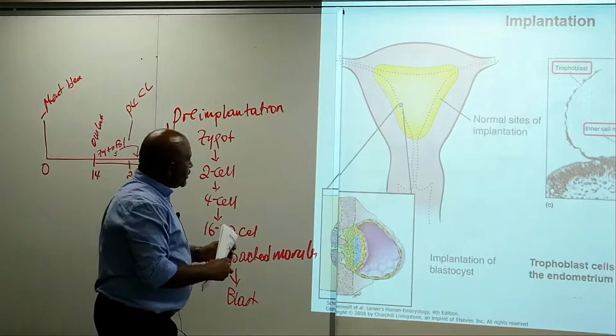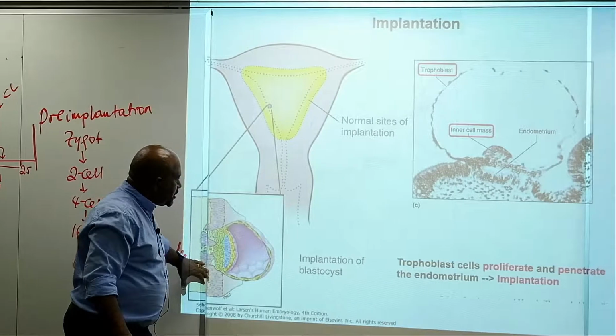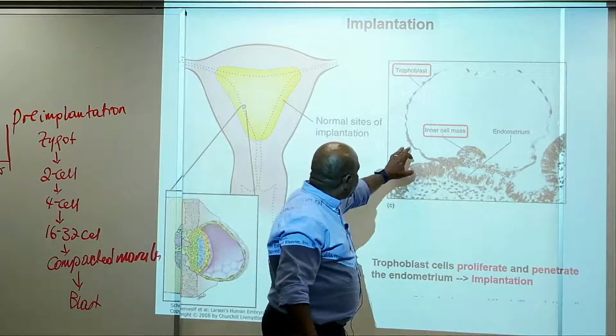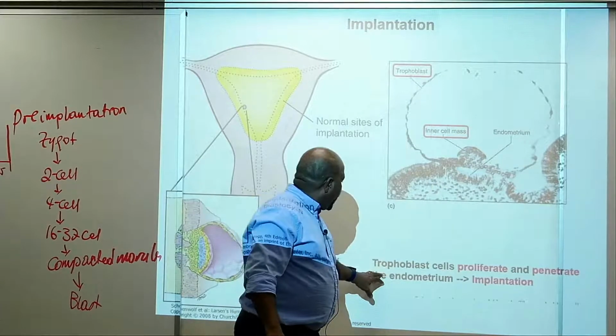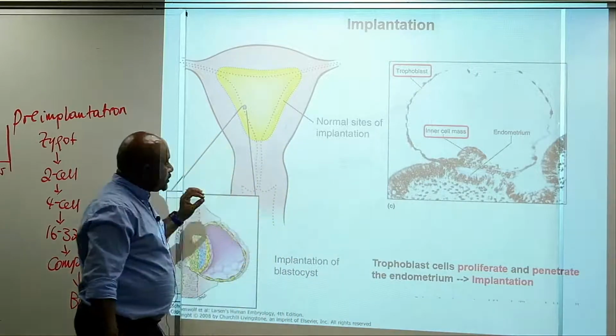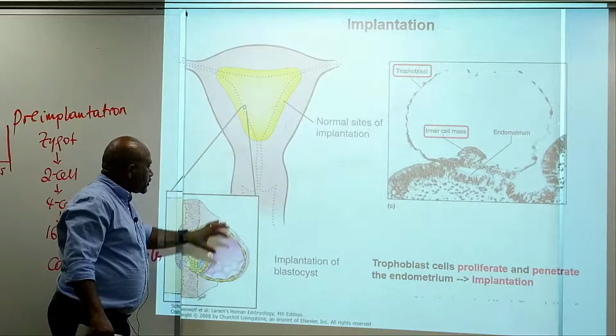We see here the implantation of the blastocyst. It is the same information, but what we see here is that the trophectoderm cells, which are found around here, are proliferating and penetrate the endometrium so that implantation can take place in the implantation site of the uterus.